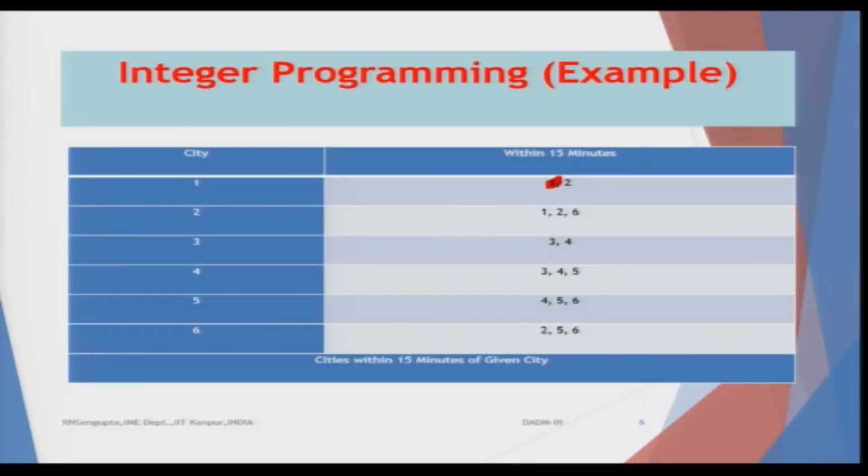So, city 3 would be x3 plus x4 is greater than or equal to 1. For the fourth city, it will be x3 plus x4 plus x5 is greater than or equal to 1. For the fifth city, it is x4 plus x5 plus x6 is greater than or equal to 1, and for the last city, which is the sixth city, it will be x2 plus x5 plus x6 is greater than or equal to 1.